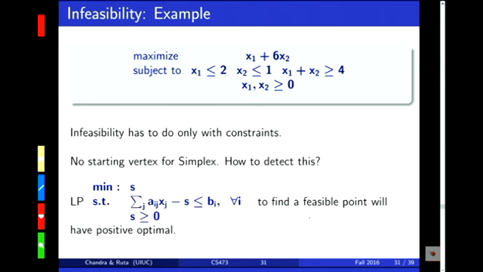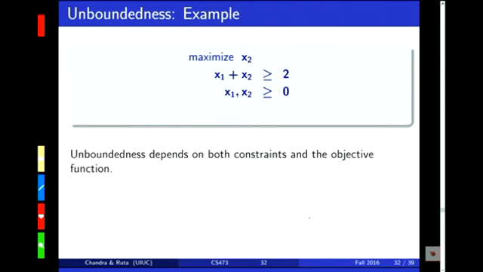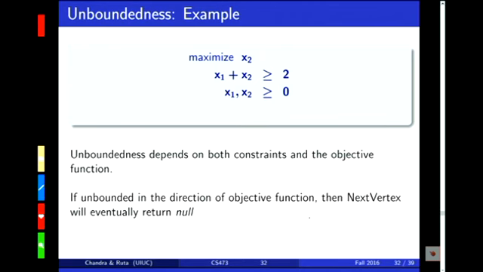If the problem is unbounded in the direction of the cost vector, the simplex will again detect it. Essentially it will just never update that epsilon in the next vertex subroutine, when you are finally at a point from which there is an unbounded line. And it will just return null in our implementation. So that can be detected.